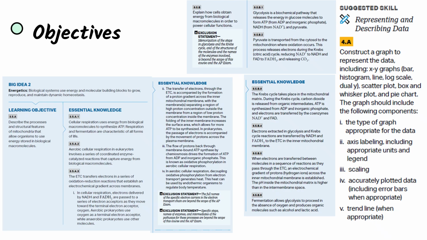For A, construct a graph to represent the data, including XY graphs, bar, histogram, line, log scale, dual Y, scatter plot, box and whisker plot, and pie chart. The graph should include the following components: the type of graph appropriate for the data, axis labeling, including appropriate units and legend, scaling, accurately plotted data, including error bars when appropriate, and trend line when appropriate.